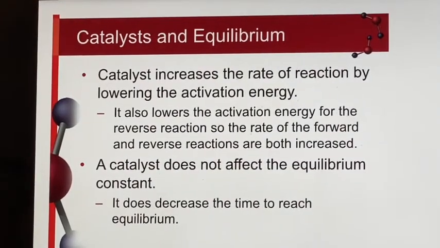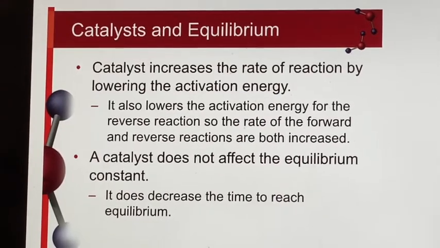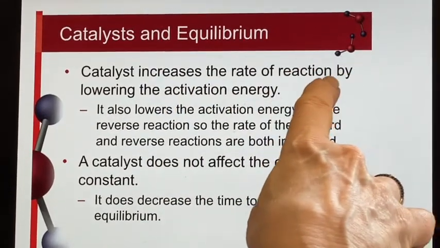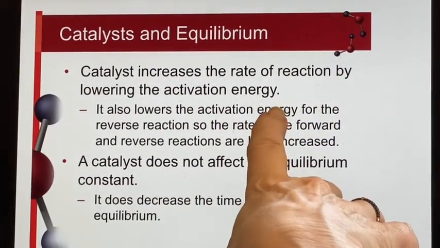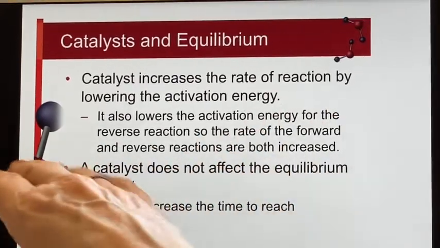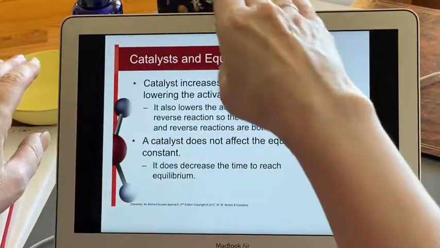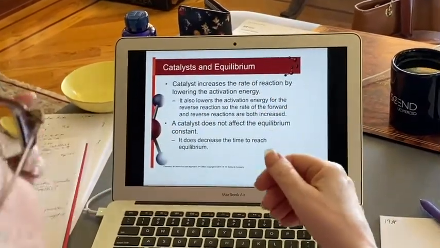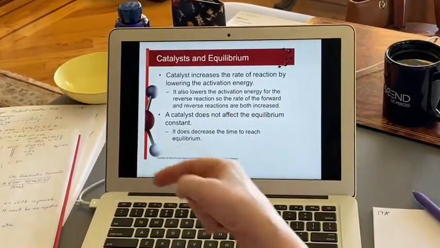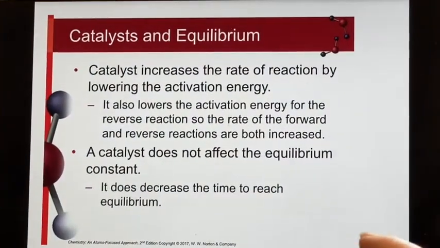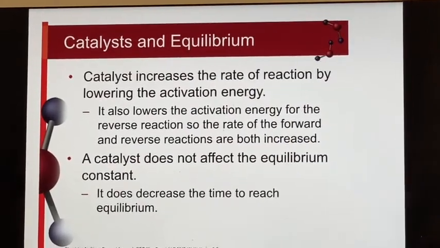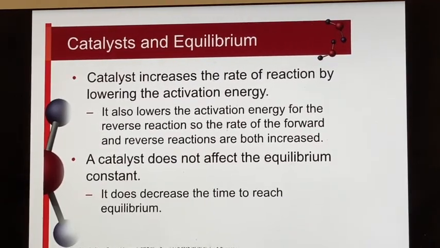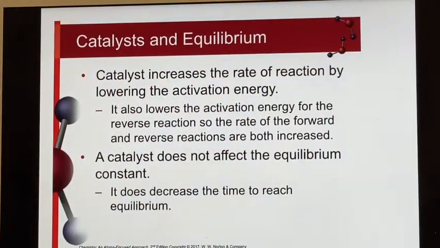Now, the interesting thing is we talked about catalysts in the previous chapter on kinetics, and we said that they increase the rate of a reaction by lowering the activation energy. You'll notice what that means, though, is if I've made the hump smaller going this way, then coming this way the hump is also going to be smaller. So both the forward reaction and the reverse reaction are going to have a smaller activation energy, and those rates will both go up. And as a result, the catalyst does not affect the equilibrium constant at all.